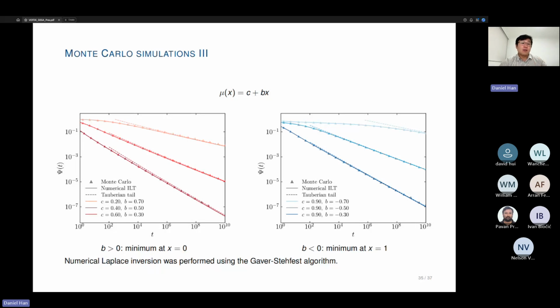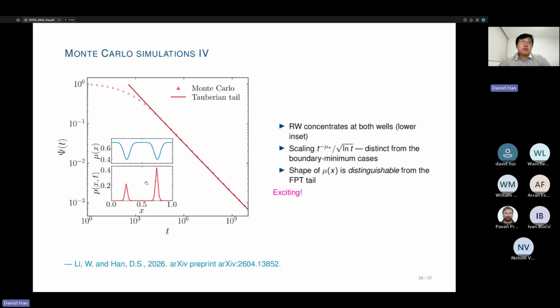Whereas if your minimum is located at the reflecting boundary, everything aggregates towards the reflecting boundary, and nothing gets past that first passage problem, going past x equals 0. We can also do this for arbitrarily complex functions, and we can actually test whether our Tauberian tail matches the theory. What you're seeing here is a Monte Carlo simulation of my first passage process, and this red line is the Tauberian tail that our theory predicts.